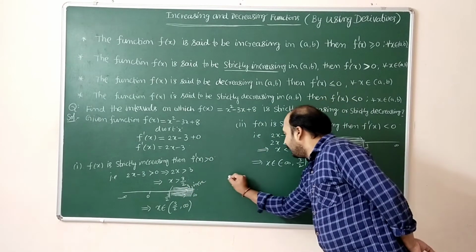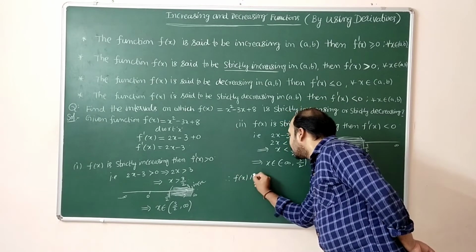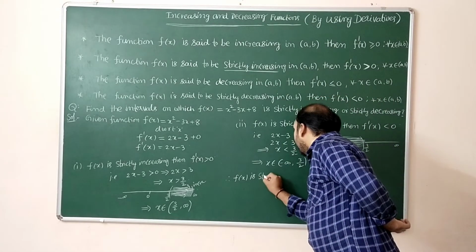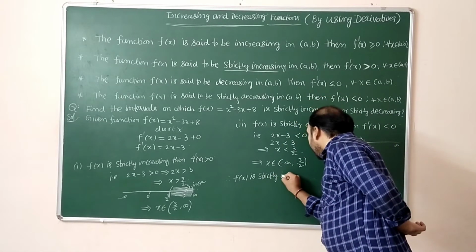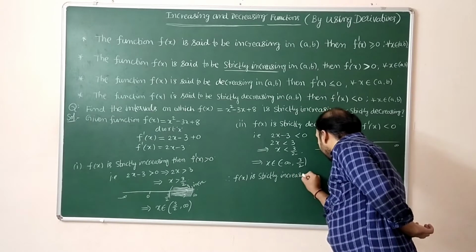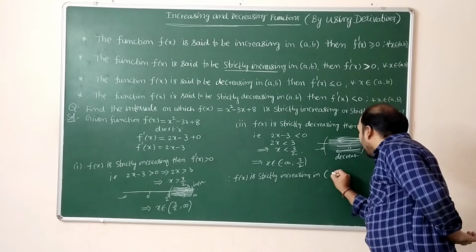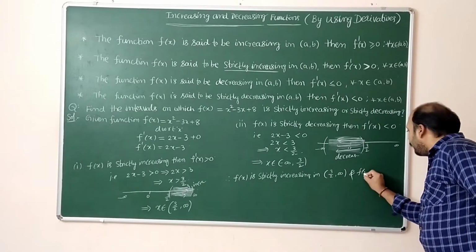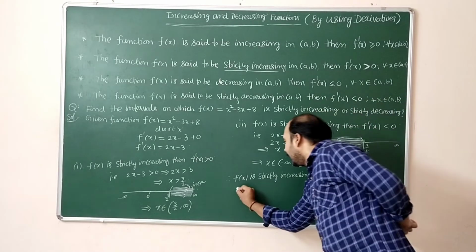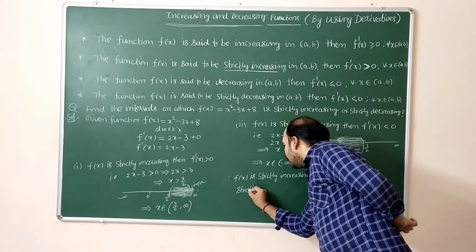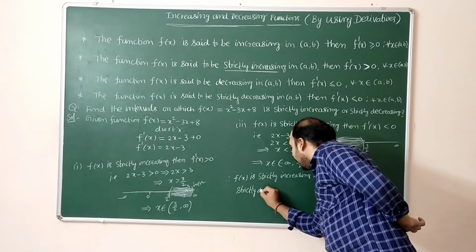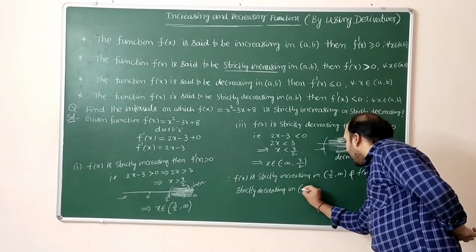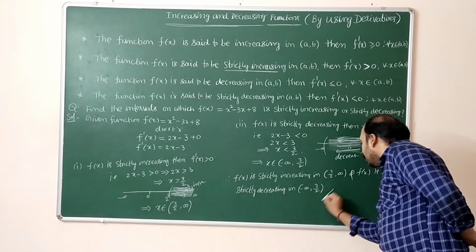So, conclusion step: therefore f of x is strictly increasing in the open interval of 3 by 2 comma infinity, and f of x is strictly decreasing in the open interval of minus infinity comma 3 by 2.